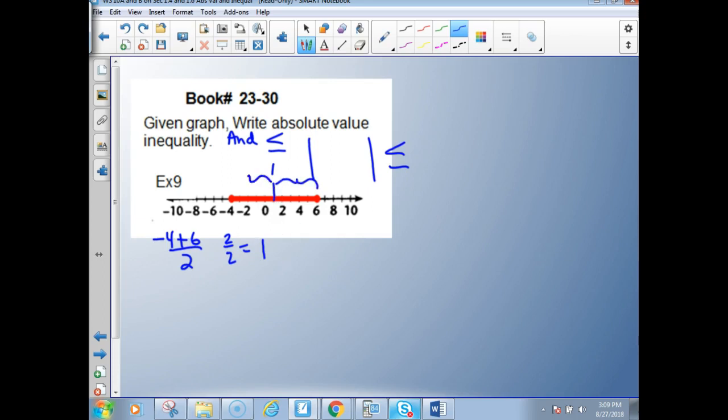Or it's the same distance to get to here. And what is that distance? 5. Okay, 5 that way, 5 that way. So 5's got to be something that has to do with our answer. All right, so we've got x and 1. Now we're going to guess.